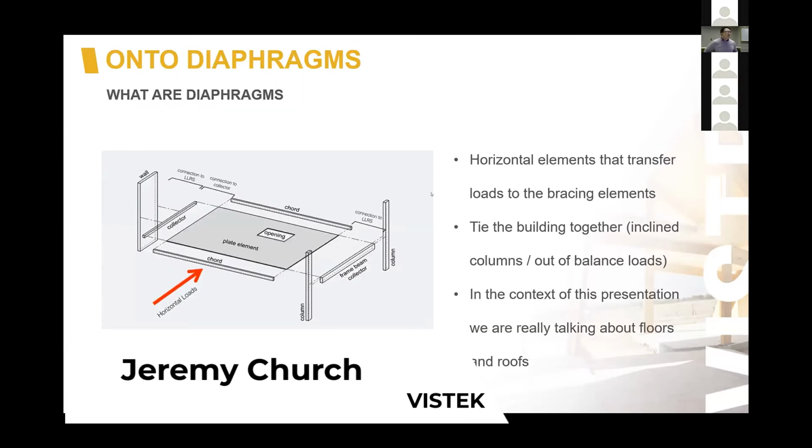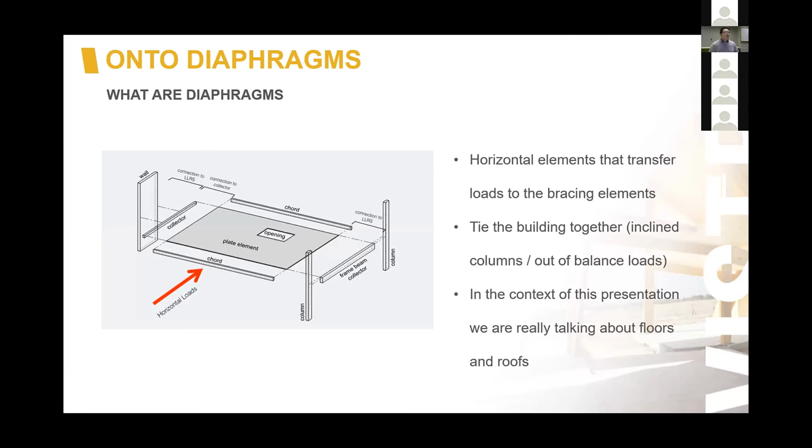So first and foremost, what are diaphragms? Fundamentally, diaphragms are simply horizontal elements that transfer the loads to the bracing elements. These could be walls or roofs typically. They also perform the function of tying the building together. They resist any horizontal loads that may be imposed from inclined columns or any out of balance load that the building may exhibit. In the context of the presentation, I'll really be talking more around floors and roofs.